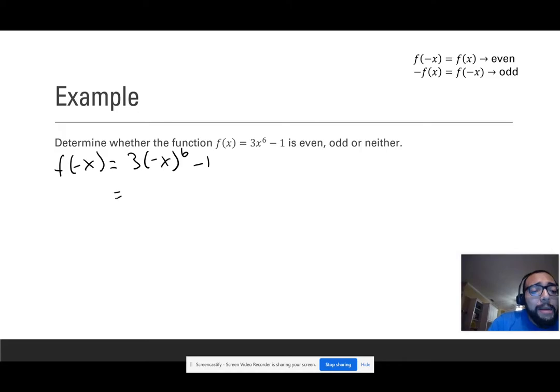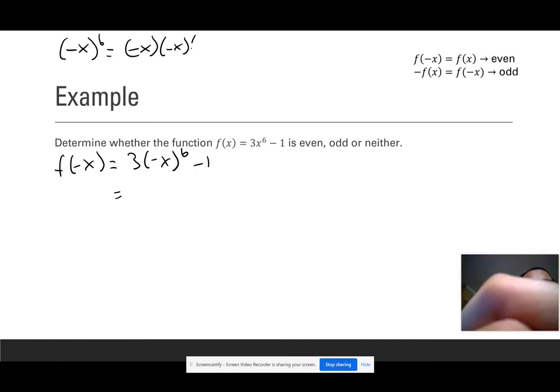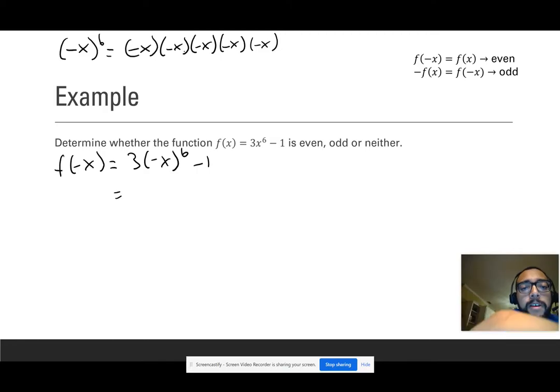So here, I plugged in negative x everywhere there's an x. Now I need to simplify this. I need to work out negative x to the 6th power. You don't have to write this part down if you know what it is, but I'm going to show you. Negative x to the 6th power means you're taking that negative x and multiplying it by itself 6 times: 3, 4, 5, and 6. Okay, cool. So we just have to work it out.